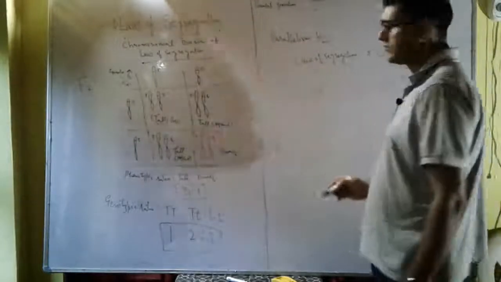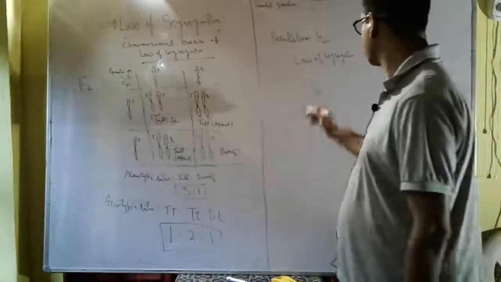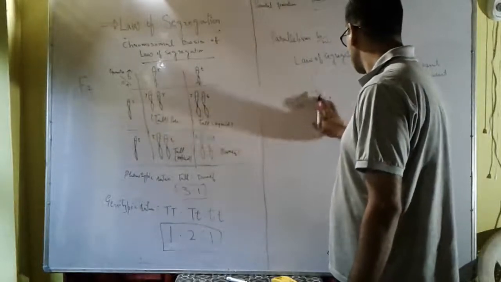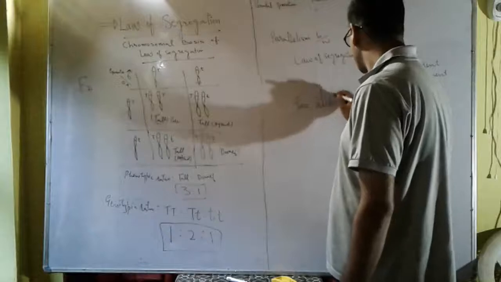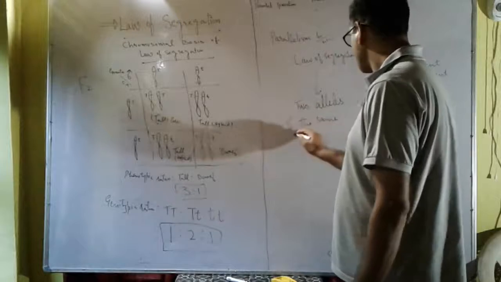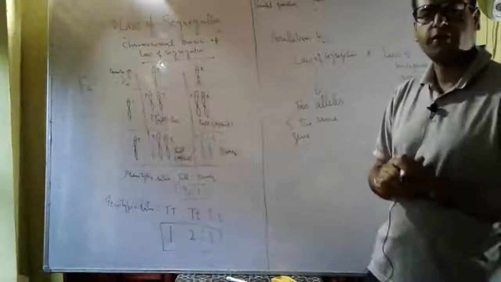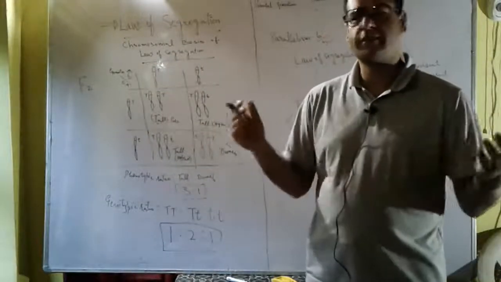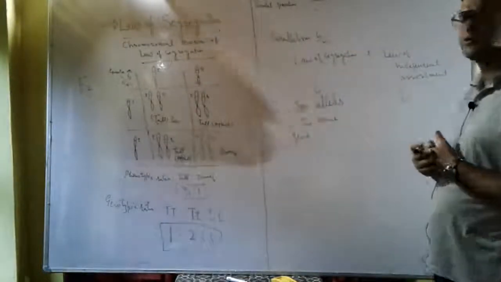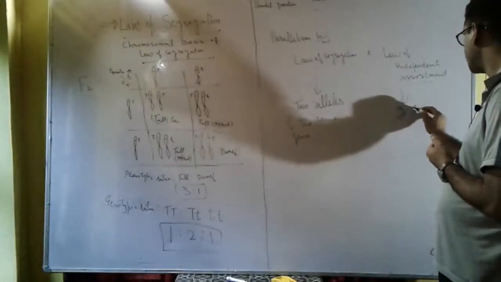This law of segregation deals with one pair of alleles of the same gene, or two alleles of the same gene. That means it involves only one gene. It has two alleles and they segregate at the time of gamete formation. This law of independent assortment deals with two genes. It deals with two different genes.